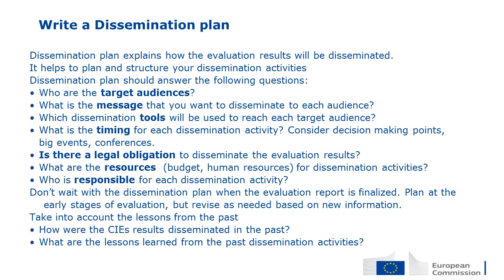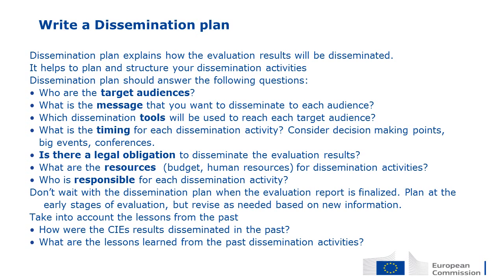You should also think whether you have a legal obligation to present the evaluation results and take that into account when deciding on timing. You should also think about the available human and budgetary resources for dissemination. All dissemination activities should be appropriately resourced and budgeted. Consider not only the costs of developing the dissemination tools, but also costs of distribution. The dissemination plan should also indicate who is responsible for each dissemination activity.